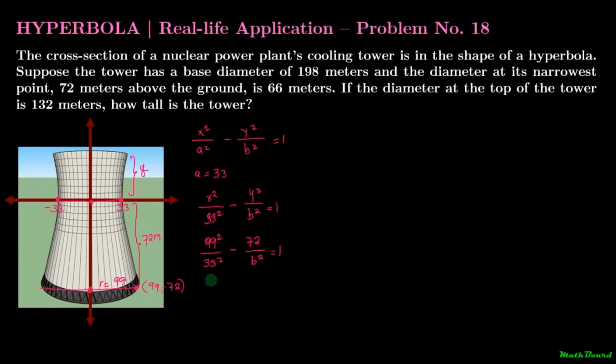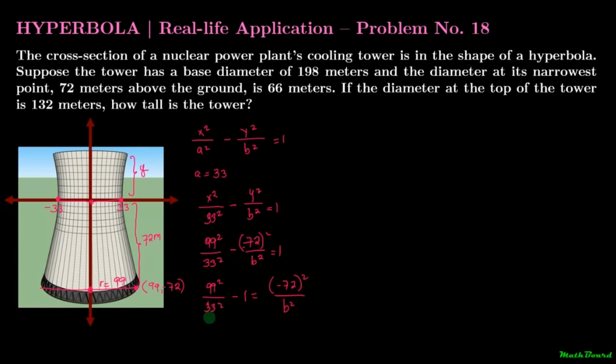Di ba, 99 squared over 33 squared. So, 99 squared. Ito dapat may negative 72 squared yan, over 33 squared. Then, yung 1, gagawin na itong negative 1 equals negative 72 squared over b squared. Dinala natin yung 1 sa left, kaya nag-negative 1. Yung negative 72 squared over b squared, dinala sa right, kaya naging positive. Pero wag mong babaguhin yung sign ng negative. Kahit positive or negative yan, magiging positive pa rin kasi i-square mo.